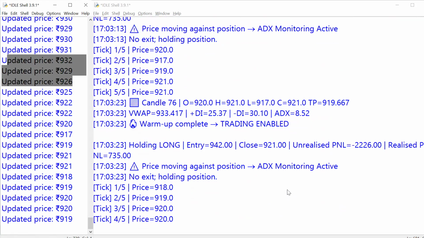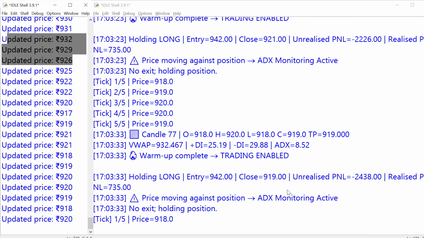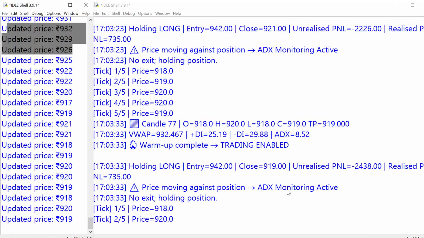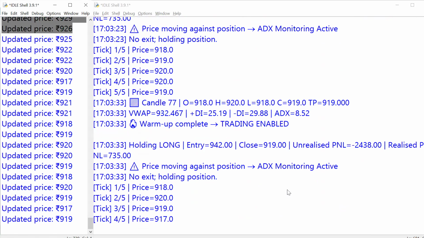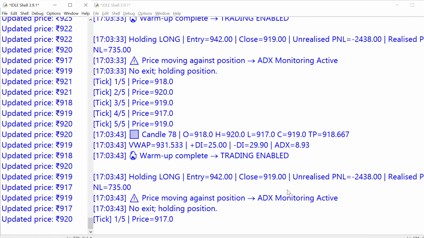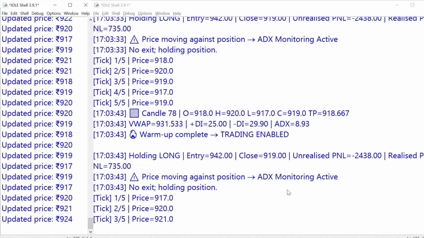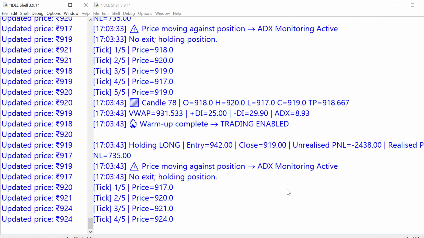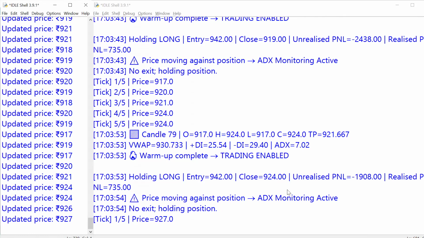ADX is still monitoring. ADX has not detected any change in the price. ADX has not said the trend is no longer up. ADX is still monitoring. Okay, I want at least this: either it books a stop loss, or it at least comes up above 942.